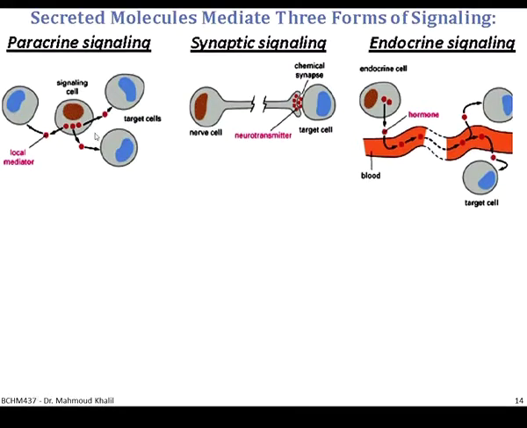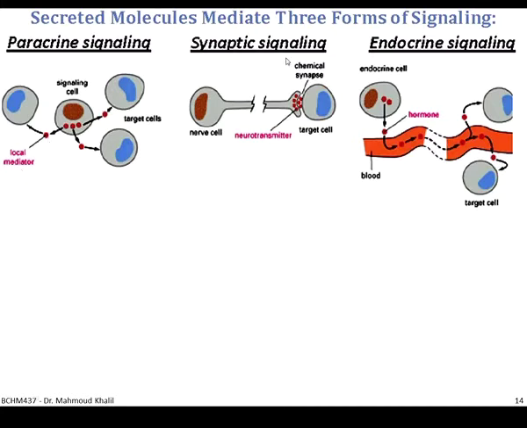So in paracrine signaling, the cell secretes the signaling molecule, and this will have a local effect on the neighboring cells. So it is a local effect. That's why the secreted molecule is called a local mediator.